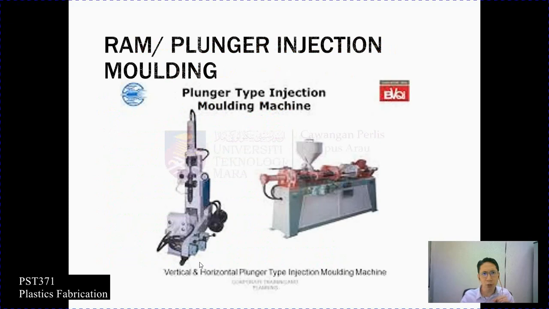This is the illustration of ram or plunger injection molding. Plunger type injection molding can be vertical or horizontal. So here we have the vertical, which usually relies strongly on gravitational force, whereas the horizontal usually depends on the plunger pressure itself.